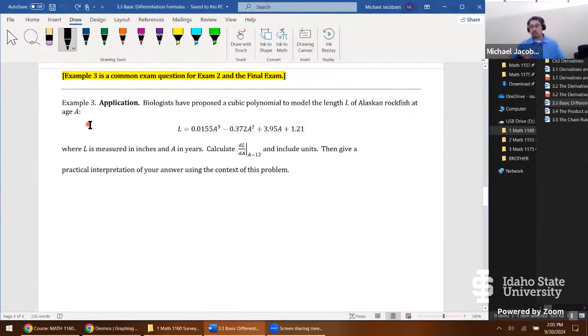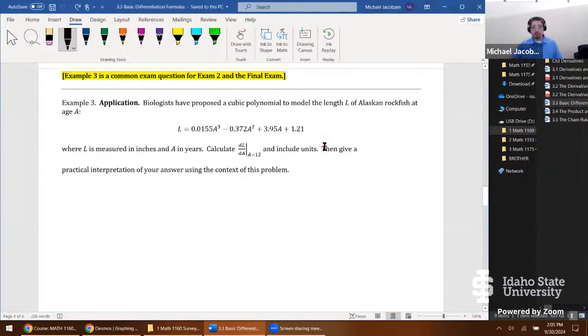So the length of the rockfish at age A is given by this length function here. It's cubic because of the degree 3 on A there, and, well, 4 terms altogether. L is measured in inches, A is measured in years. We want to calculate that derivative, dL/dA, evaluated at A is 12.